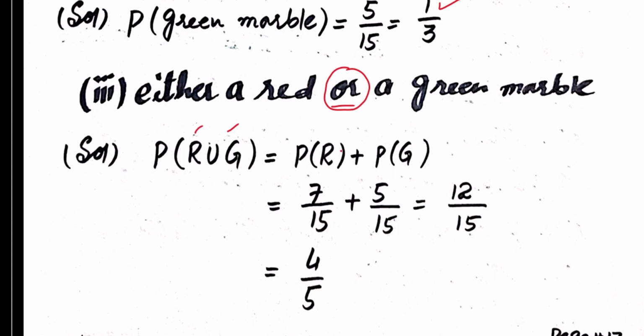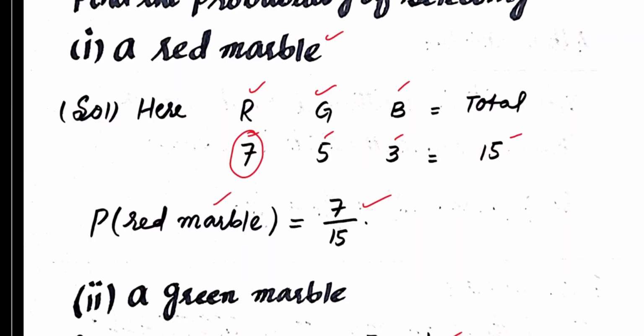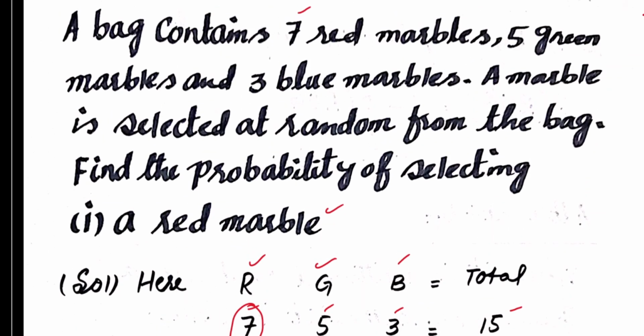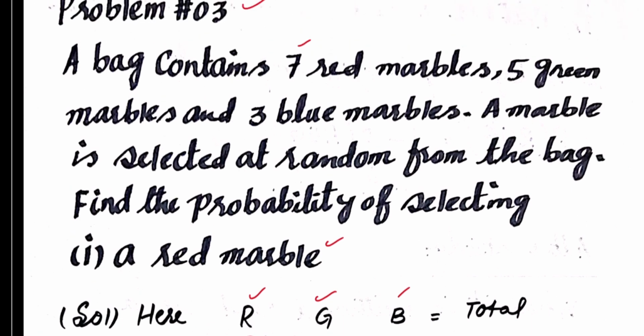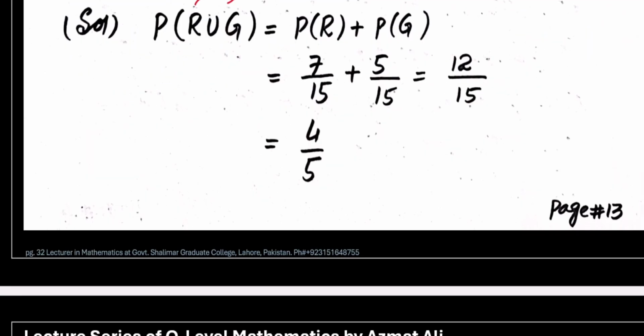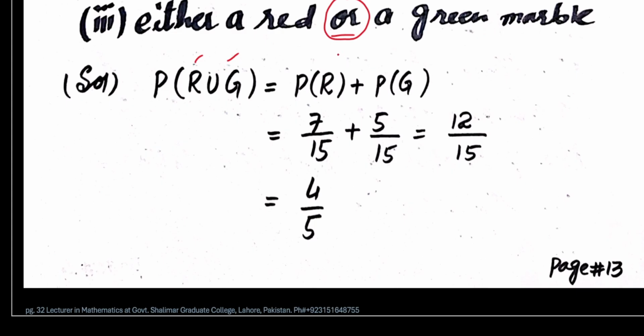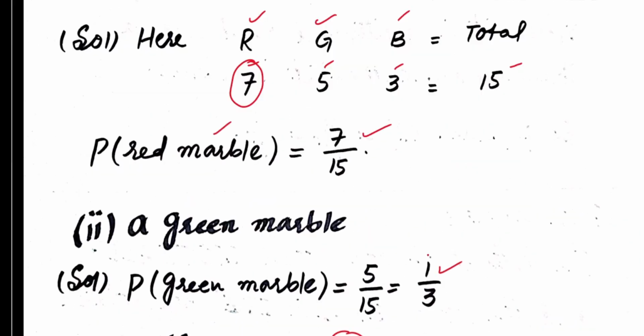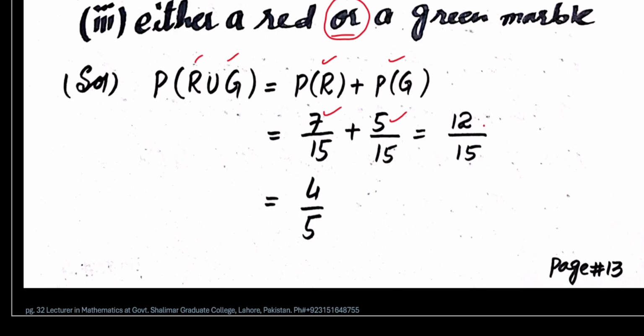These events are mutually exclusive because there is no marble of both colors. In the question, no information is given that some of the marbles have both red and green colors. So R union G, probability of R union G is simply given by probability of R plus probability of G. Probability of R is 7 over 15 and probability of G is 5 over 15, as we have calculated here. So this becomes 12 over 15, that is 4 over 5 after cancellation.